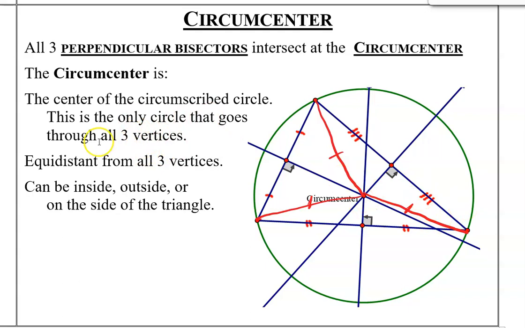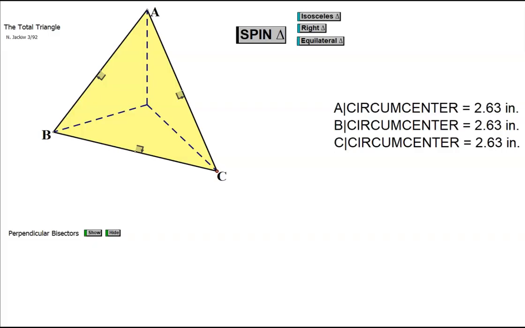Okay, it's the only circle that goes through all three vertices. It's the same distance away from all three corners of the triangle. What's different about the circumcenter from the incenter is that it could be inside, outside, or on the side of the triangle. So a similar picture here on Geometer Sketchpad.